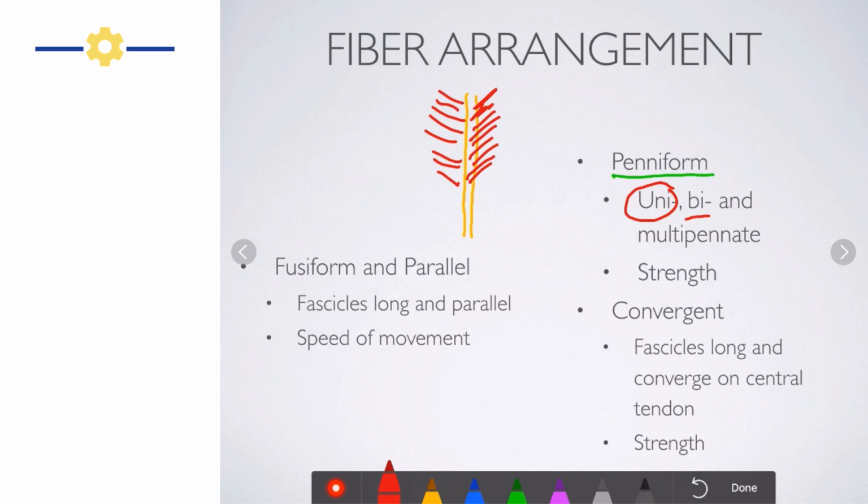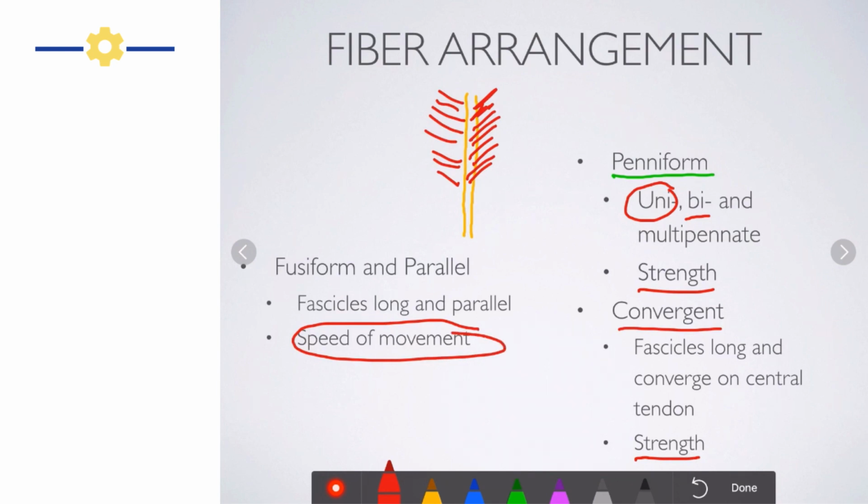So pennate has this central tendon. Convergent is similar to a pennate, like a bipennate, in that the fibers come in at an angle and converge on this central tendon. Again, the pectoralis major is an example of a convergent muscle type. What these do is provide strength over speed, versus fusiform and parallel, which favor speed over strength.